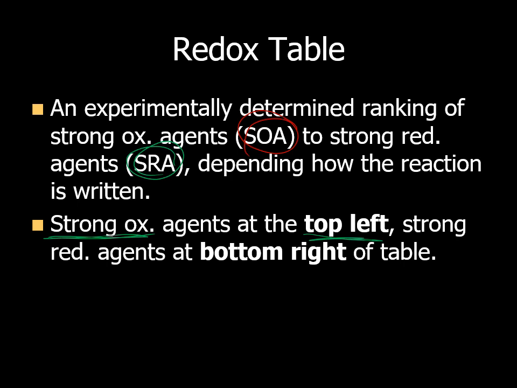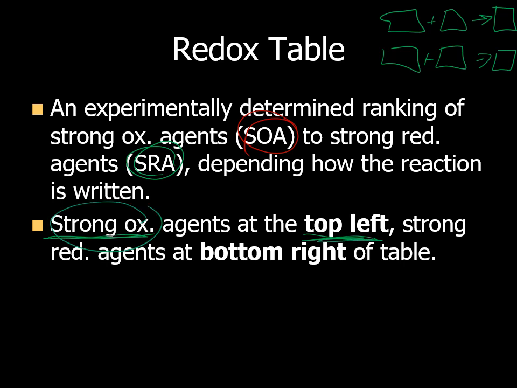So we're going to build a table, and so we'll have reactions, so something plus something goes to form something, and we're going to put them into a list, and so we'll have a series of reactions. And what we're going to do is put our strong oxidizing agent at the top left. Remember, oxidizing agents get reduced. Reduction is gain of electrons. So we're actually going to be talking about these things gaining electrons and becoming something else.